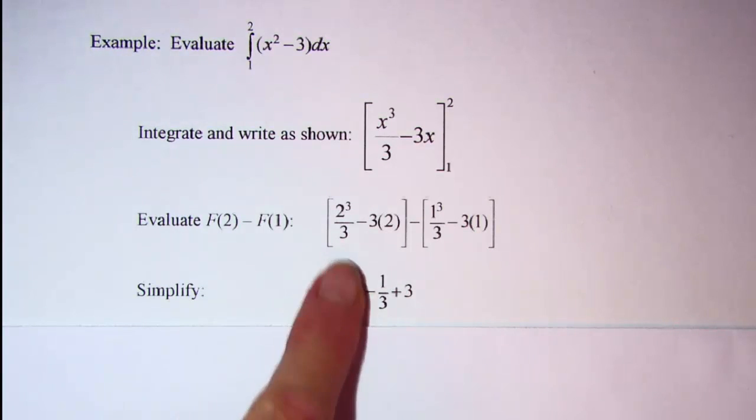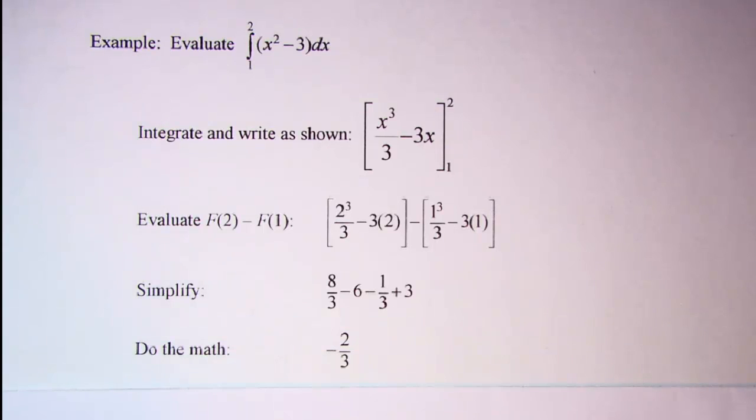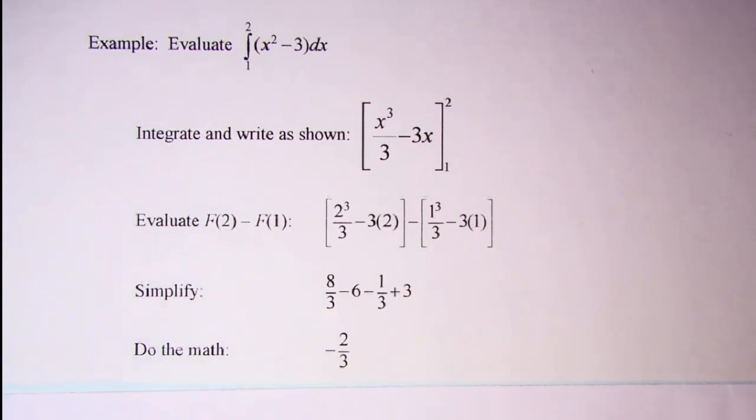Simplify, and we get 8 divided by 3 minus 6 minus 1/3 plus 3. Do the math, and we find that the integral from 1 to 2 of x squared minus 3 dx is negative 2/3.